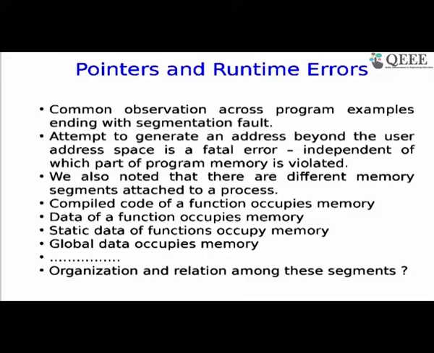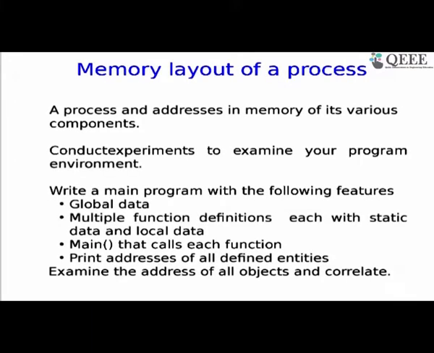Data of a function: when a function runs, it has its own data that has to be stored. The function code has to be given memory. Static data of functions have to be given memory. Global data for the entire program has to be given memory, and so on. Each of these has an implication, typically if you are using pointers also. So this picture should become clear.